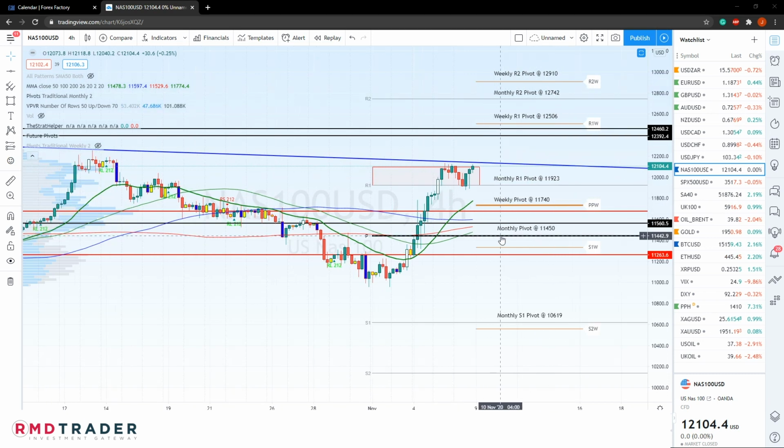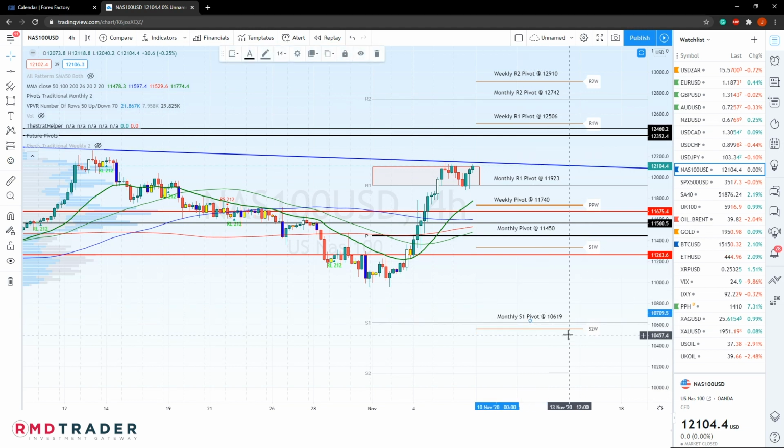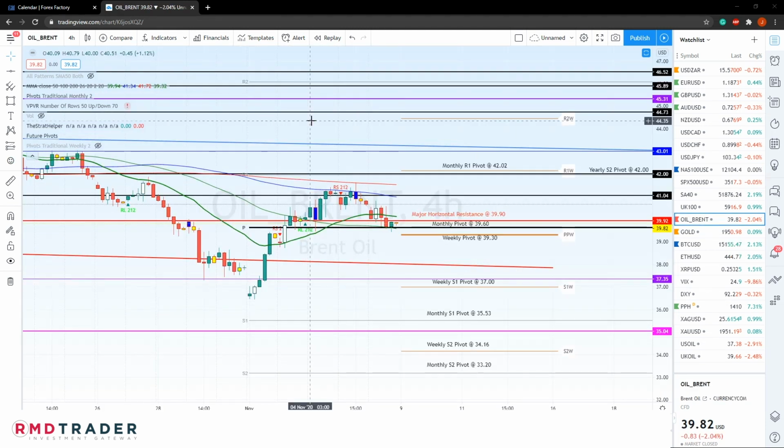In a bearish scenario where price breaks below the weekly pivot, it's possible that price can then move back into the monthly pivot area at 11,450. And if there is a bigger sell-off, then support will be found at this area at the monthly S1 pivot at 10,690. Moving on now to Brent crude oil.